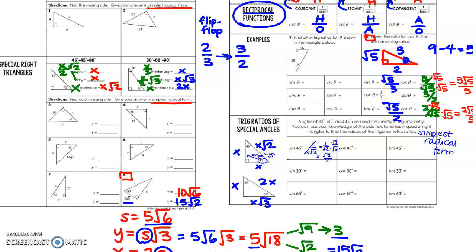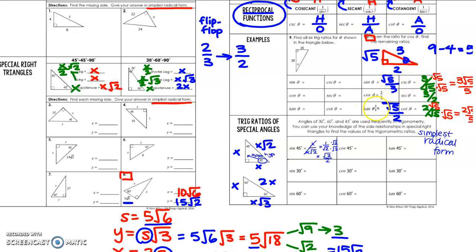Technically, that's not fully simplified because we've got a square root in the denominator. So remember to rationalize. We multiply top and bottom by the square root of 5. So our finished answer, which doesn't look more simplified but is because it doesn't have a radical in the denominator, is 3 root 5 all over 5.